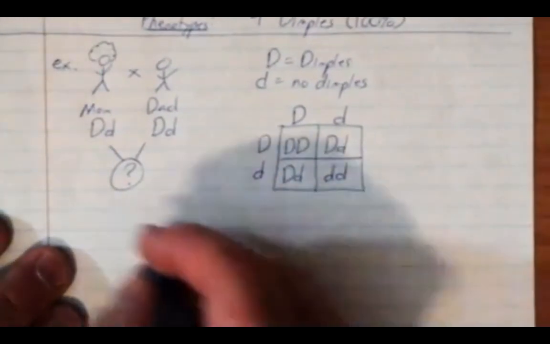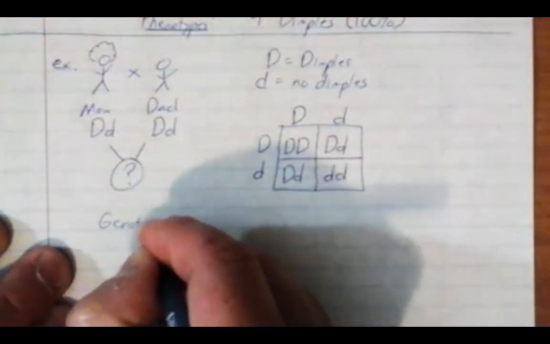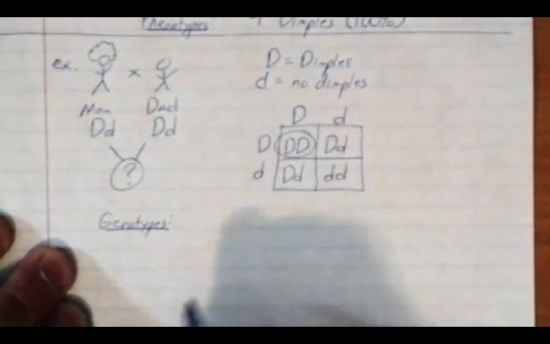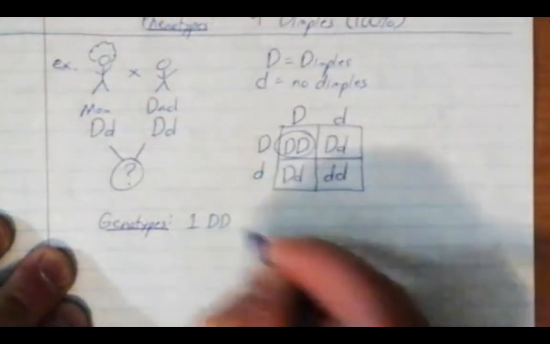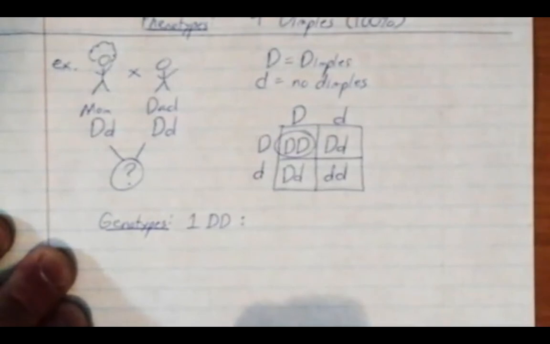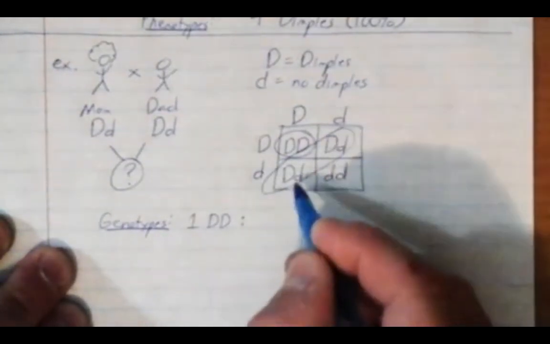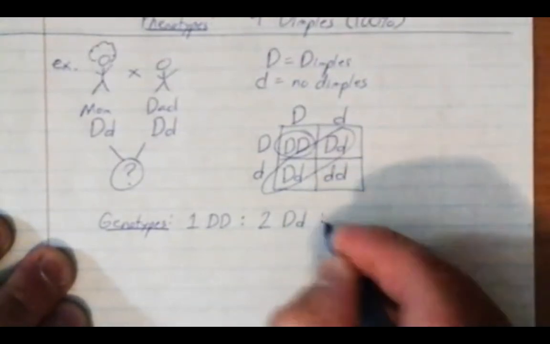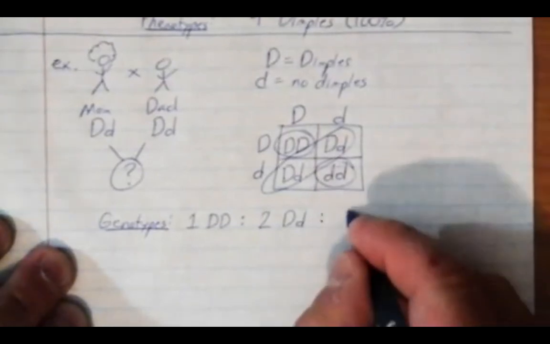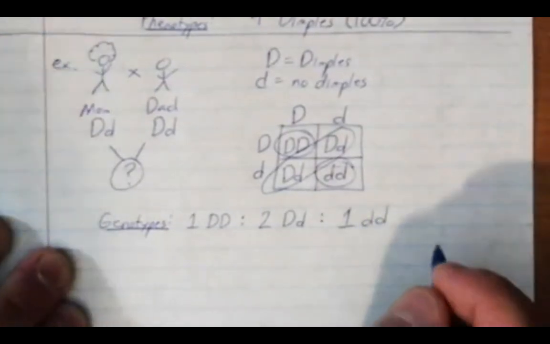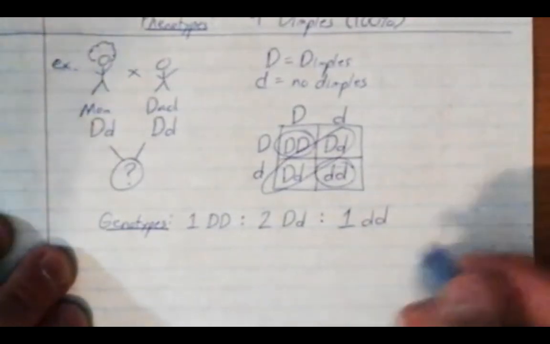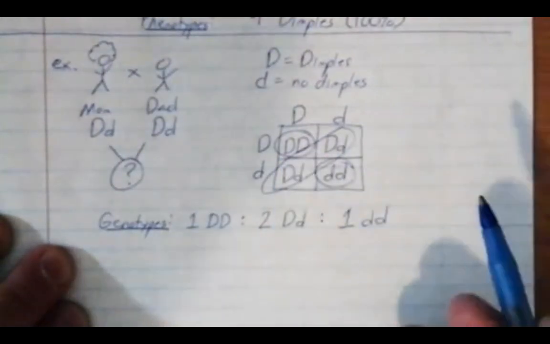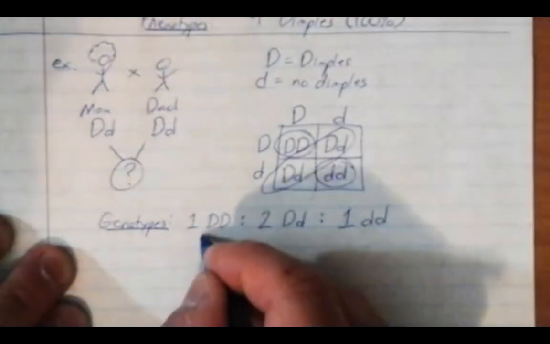All right, so then you have to write out your genotypes. Well, I've got one capital D capital D, so I just write 1 DD. Usually put a little colon just to separate them. I've got 2 capital D lowercase d, so 2 Dd, and then I've got 1 lowercase dd. Now, if you want to run percents, this is 1 out of how many boxes? 1 out of 4. 1 out of 4 is what percent? 25%.